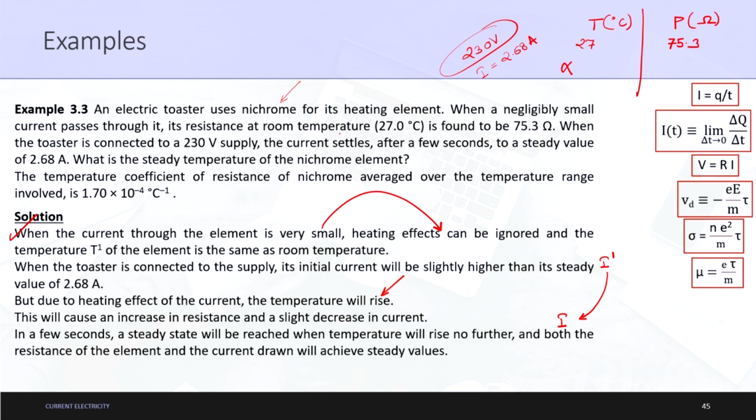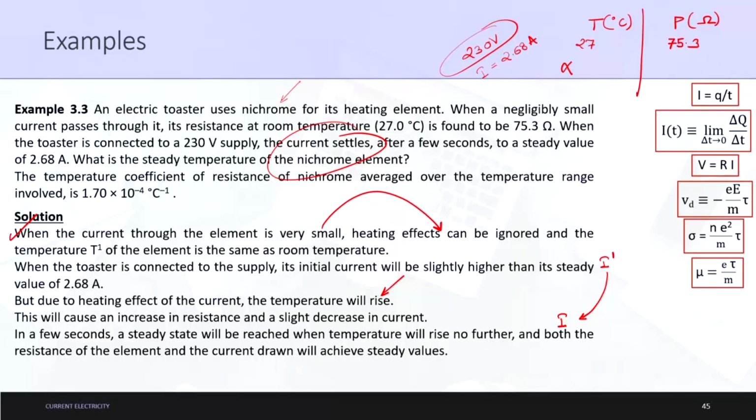As I explained, the current settling is nothing but a steady state being achieved, when the temperature will rise no further and both the resistance of the element and the current drawn will achieve steady values. Hence the answer to this question is just this: the steady temperature is the same as the room temperature, which is equal to 27 degrees Celsius.